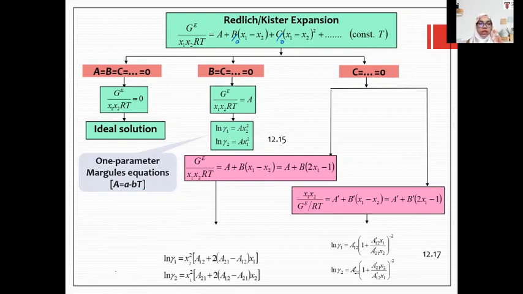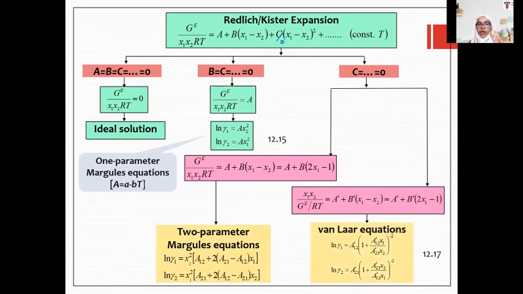How about only C equal to 0? If C equals 0, we are going to have two constants. Based on this arrangement, we can obtain the excess Gibbs energy, GE over x1 x2 RT, or x1 x2 over GE RT. So the final equation describes the two-parameter Margules equation, or we have the Van Laar equation.